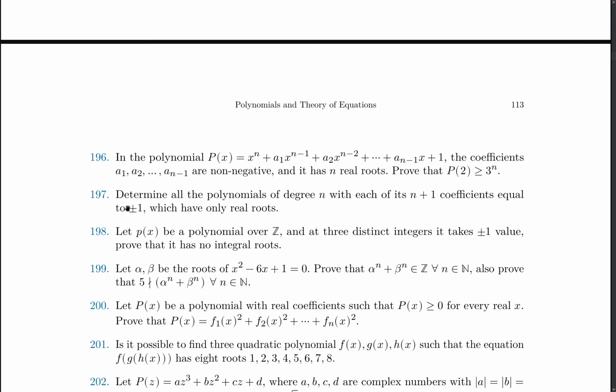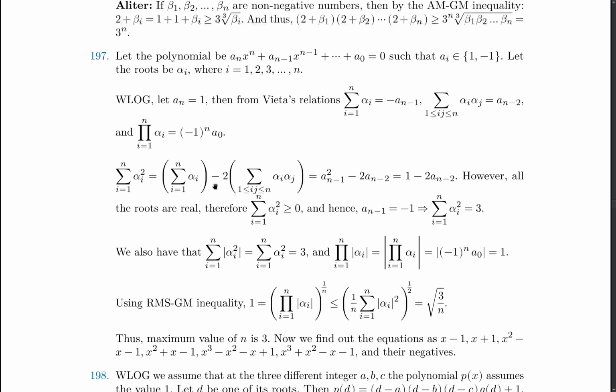Now we move on to problem 197. It says: determine all the polynomials of degree n with each of its n plus 1 coefficients equal to plus minus 1 which have only real roots. So we let the polynomial be a_n x to the power n plus a_(n-1) x to the power n minus 1 up to a_0, so that a_i belongs to the set {1, -1}, and we let the roots be alpha i, where i varies from 1 to n.